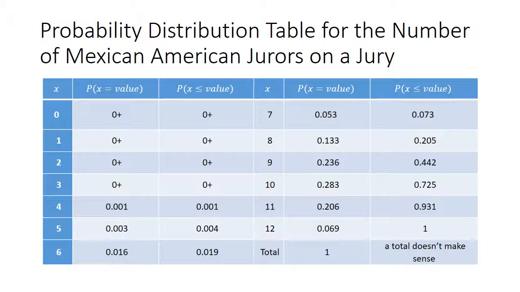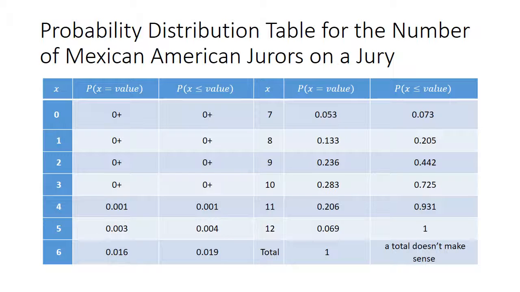Now notice in the next column, the probability that X is less than or equal to a value. When we get to 5, the probability X is less than or equal to 5 is the probability that X is equal to 4 plus the probability that X is equal to 5. That's where that 0.004 comes in. So we can fill in that column just by adding up the values from the column to the left of it. Or we can use our calculator, as you saw in the videos, to calculate those without having to add up a bunch of things.